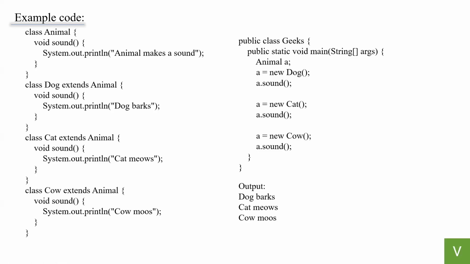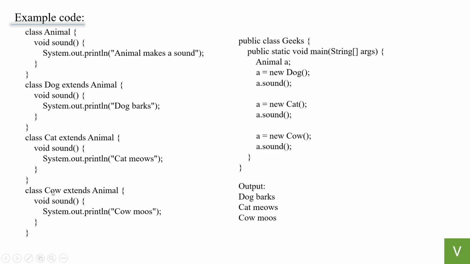Then we call A dot sound. Similarly, A is equal to new Cat, A dot sound. Similarly, A is equal to new Cow, A dot sound. So here three memory locations are allocated for a single variable called A. Now let us see it in terms of the inheritance concept. We have a single class called the parent class, that is class Animal. We have three different child classes, that is class Dog, class Cat, and class Cow.